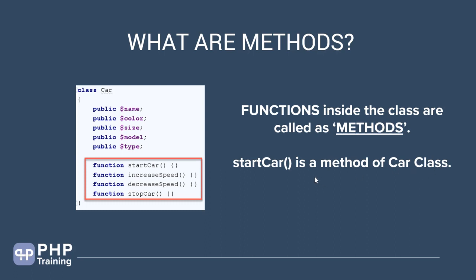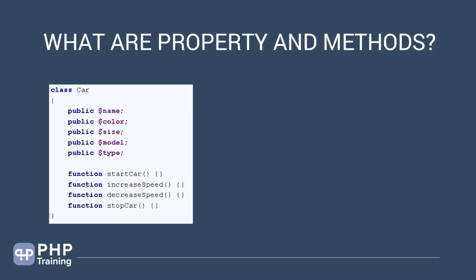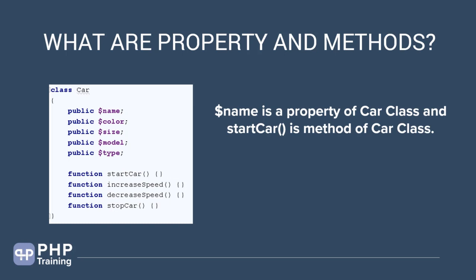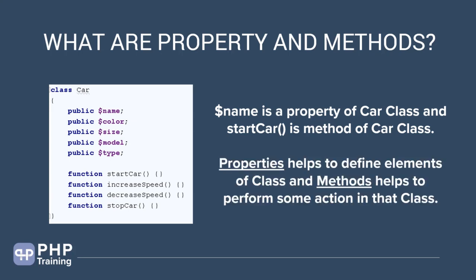You don't say start car is a function of a car class. You don't say function anymore, even though you define it with the function keyword, but you call it a method because you're speaking in objects. Similarly, stop car is a method of a car class. So let's look together at what property and methods are. $name is a property of a car class, and start car is a method of a car class.